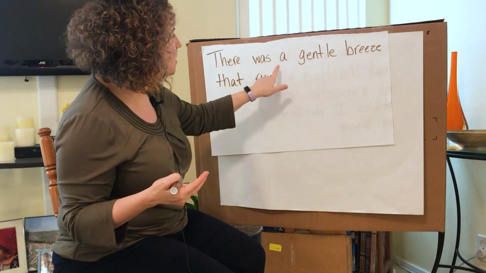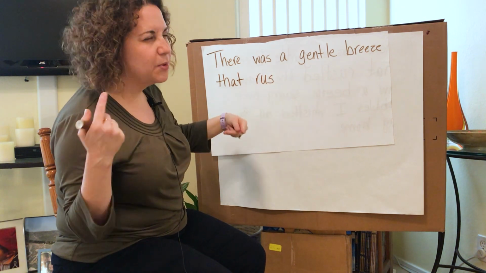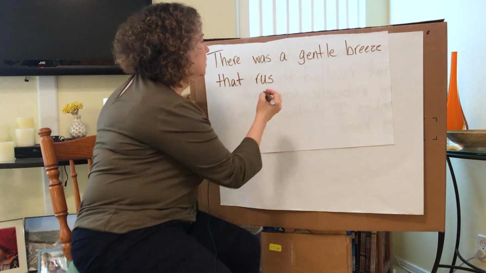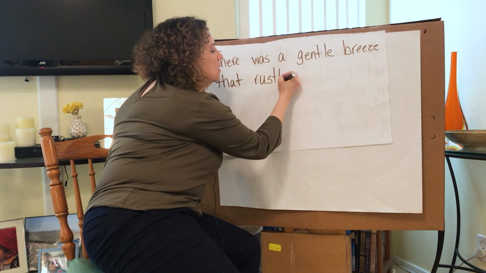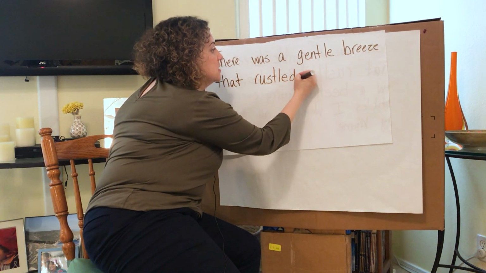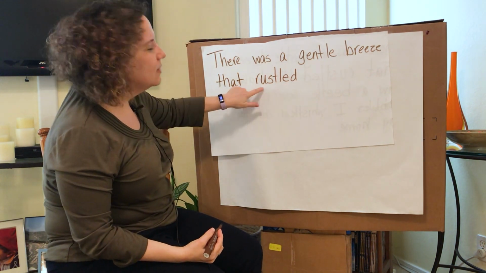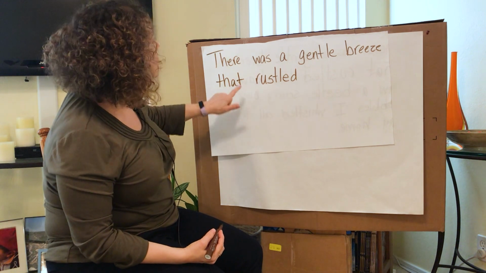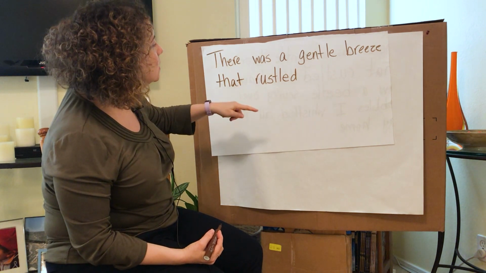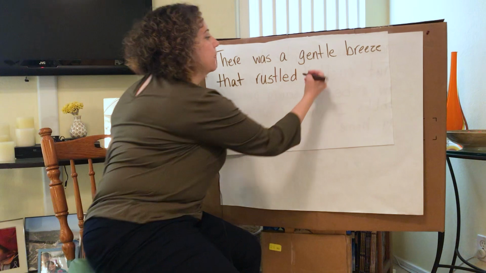Rustled. I'm wondering if that might be a T there. It's a little bit hard to hear. Rustled. Let's try it and see. Rustled. It ends in a D. Yeah, rustled. I think that looks right. You know that T's a little hard to hear. There was a gentle breeze that rustled the leaves.